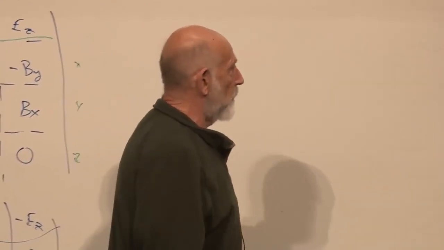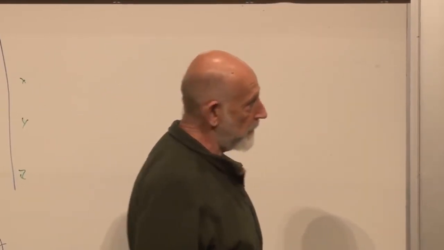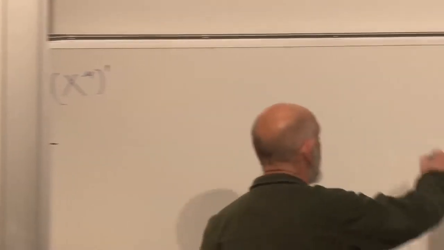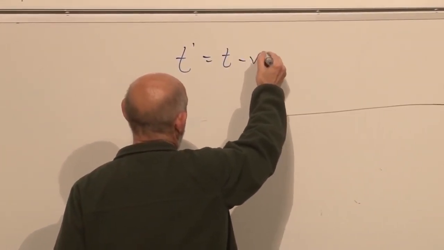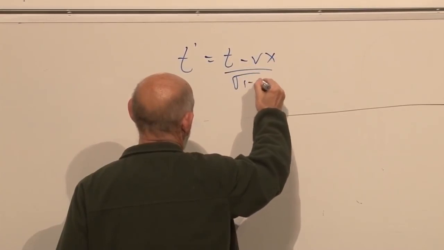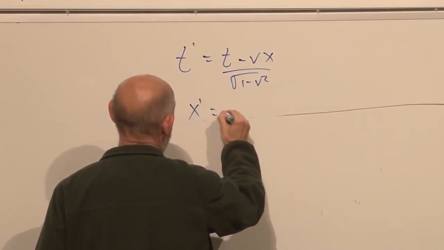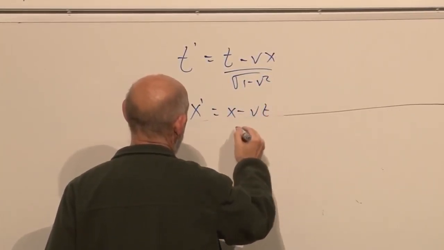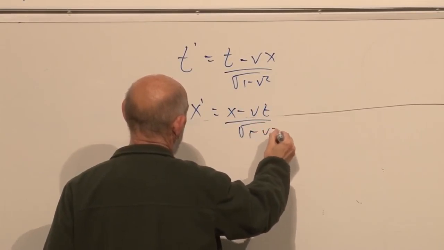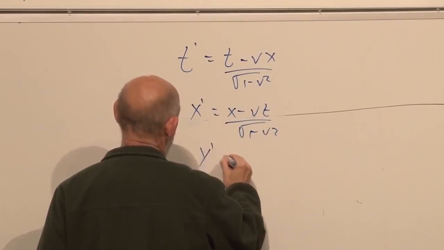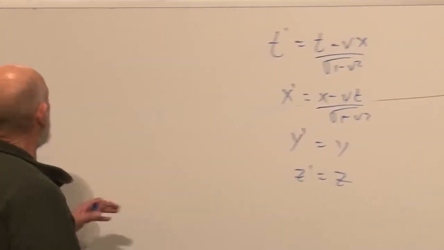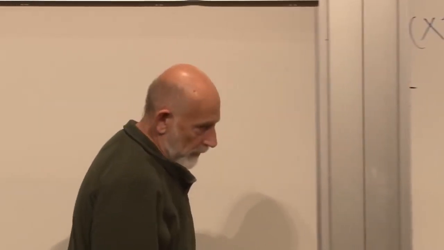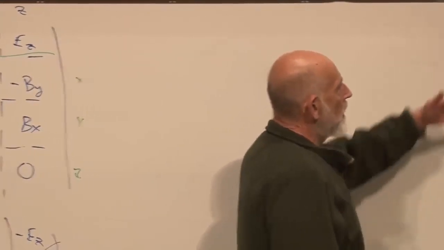We know how they transform. In fact, they transform by Lorentz transformation. T prime is equal to t minus vx over square root of 1 minus v squared. X prime is equal to x minus vt over square root of 1 minus v squared. Y prime equals y. Z prime equals z. But we can organize this into a matrix expression. Well, we can write it in 2 ways.